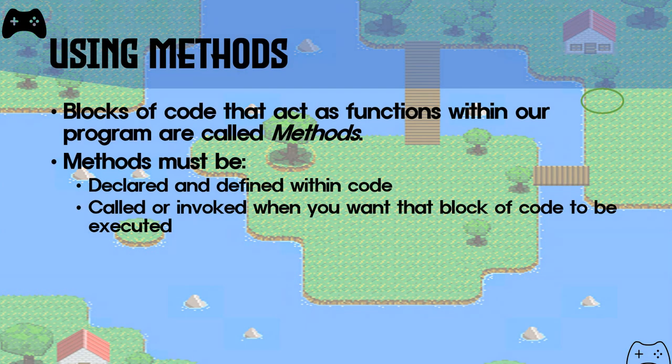If you recall, we are using methods in our program. These are blocks of code that act as functions, and again, we refer to these as methods. And when methods exist, the first thing we have to understand is that they first have to be declared and therefore defined within our code someplace. And then in order to use those methods, we have to later call or invoke them when we want that block of code to be executed.